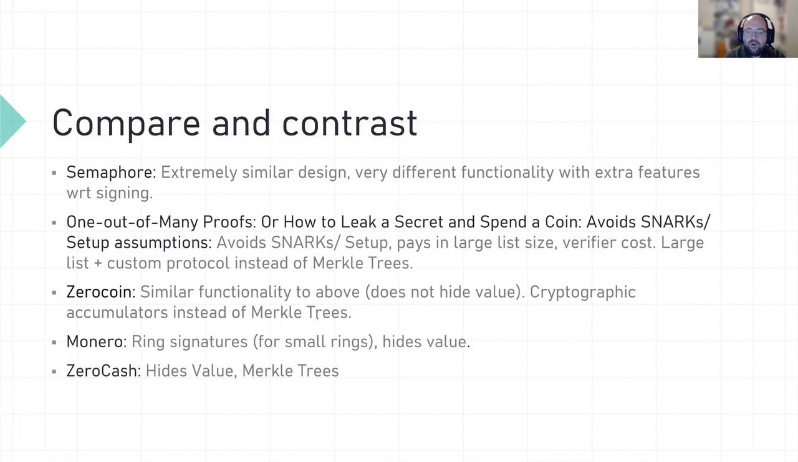Semaphore has some extra functionality with regard to signing, but apart from that, you can look at it as a slightly more complex version of Tornado Cache. Now, there is also a different technique called one out of many proofs, which was a research paper quite a while ago that achieves a similar result as Tornado Cache. And it does not use snarks or a trusted setup.